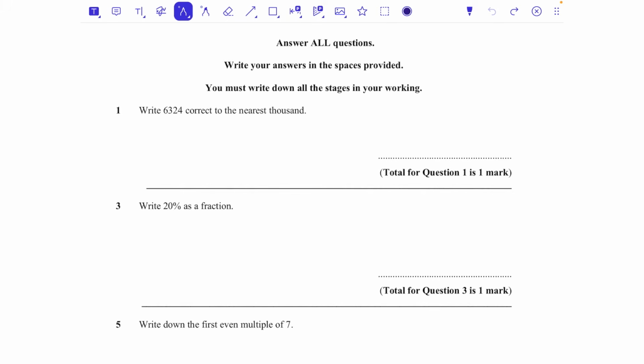Question number 1, write 6,324 correct to the nearest thousand. So you've got your ones column, your tens column, your hundreds column, and your thousands column. 6,324, we want to round to the nearest thousand, which means we check the next column over, which is the hundreds column. And since that number in the hundreds column is below 5, so remember 5 and above we round up, 4 and below we round down. So because it's less than 5, it's 4, 3, 2, 1 or 0, we're going to round down. So instead of going up to 7,000, if we are rounding up, we're going to go down to 6,000.